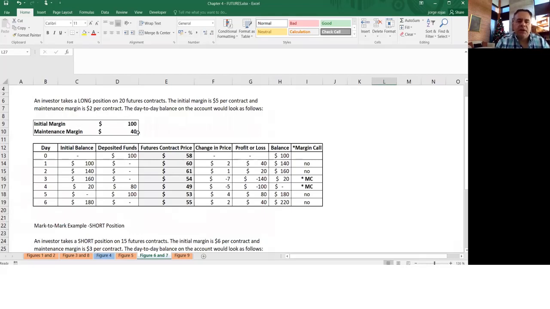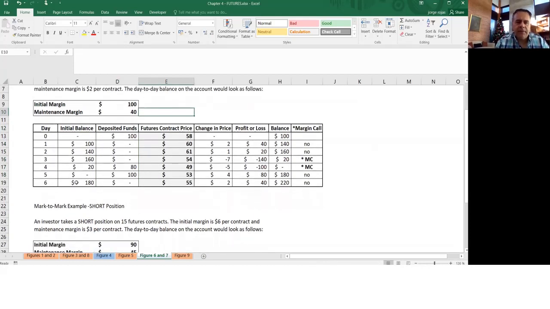So that means that when we start, we need to put in $100. And if we go below $40, we will need to do the margin call. That means we will be required to deposit a fund, which will be shown on this column here. So let's do some tracking of every day as time goes by.